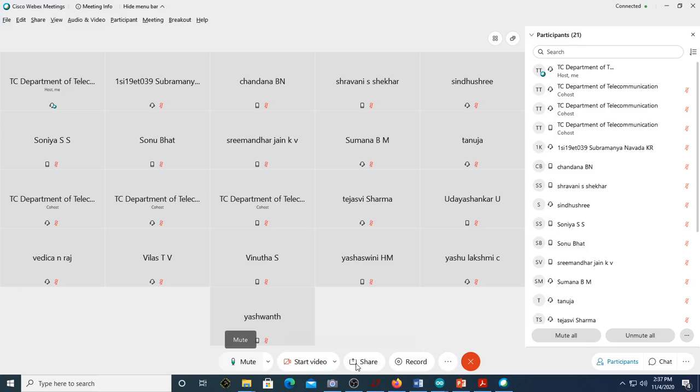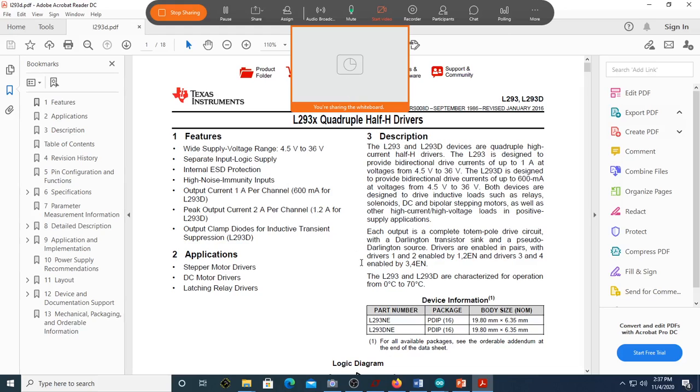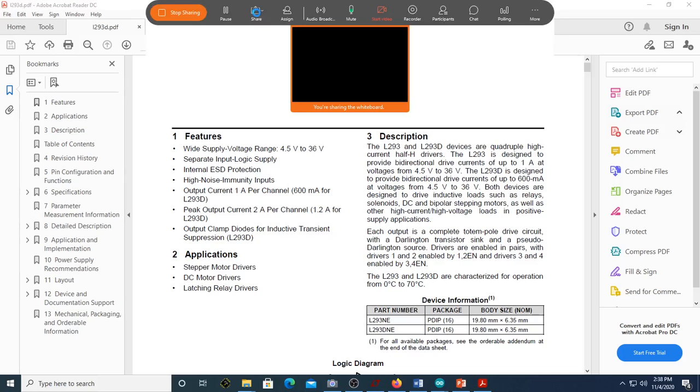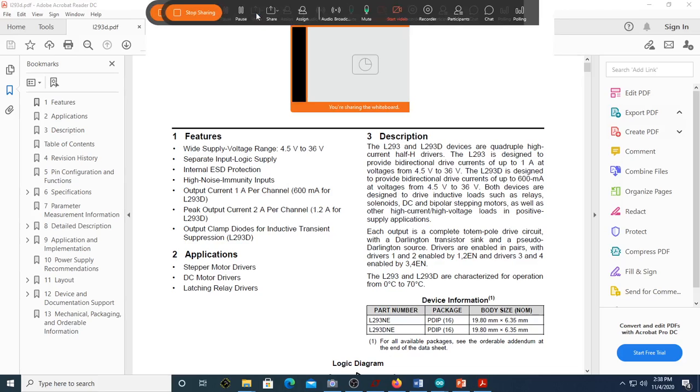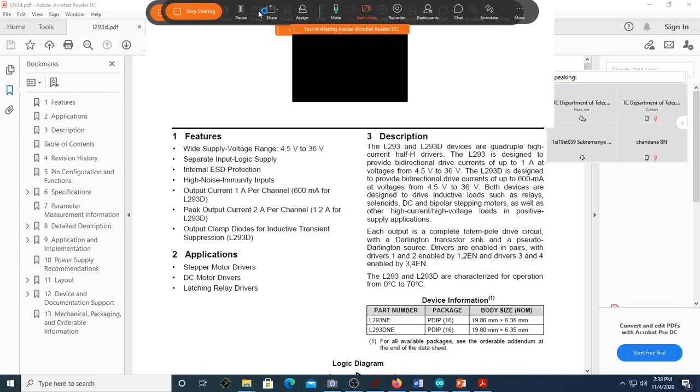Hello, is the PDF visible? Yes, but your voice is echoing. Hello. It's correct. PDF is not visible, sir. White blank screen. Now it's visible, sir.